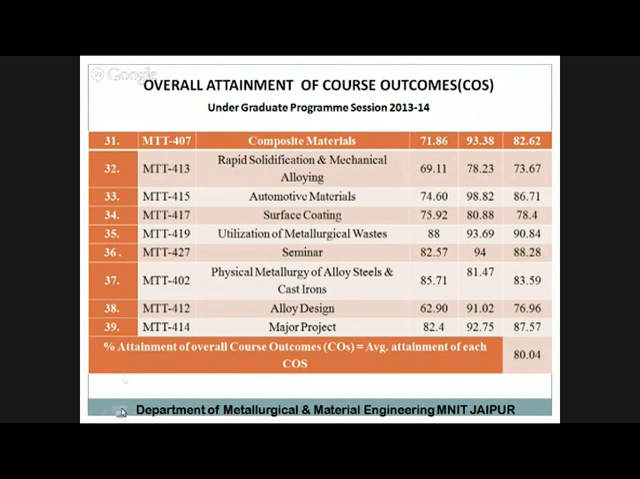See here, the percentage attainment of overall course outcome is equal to the average attainment of each course outcome. I have added all of this and divided by the total number of courses, that is 39. So it is now 80.04. I can say that in my courses the percentage attainment of course outcome is 80.04. It is more than 75%.